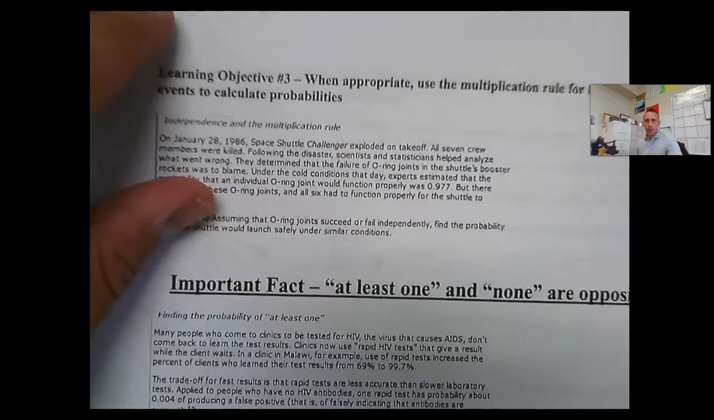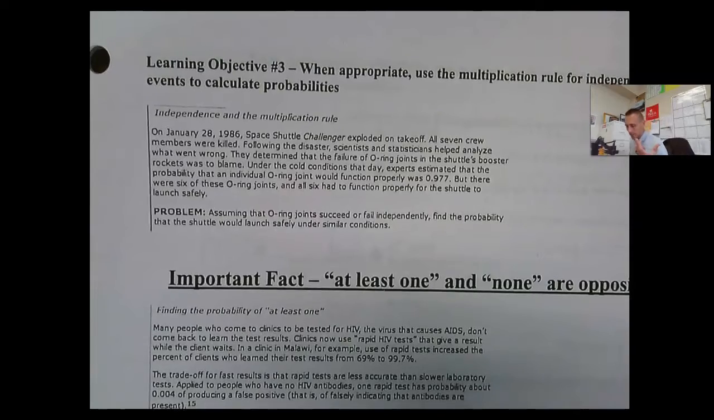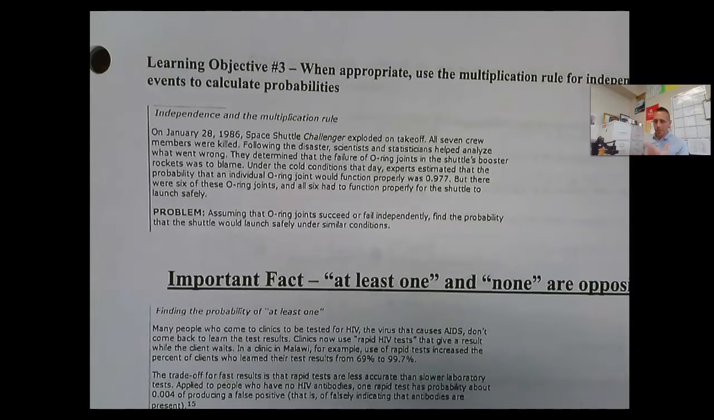Page 5. This gets into this learning objective of using the multiplication rule for independent events to calculate probabilities. And the multiplication rule is something that has a formula attached to it, but to be honest, I don't think we ever officially use the formula. It's just understanding what to do when we have independent events to calculate this.